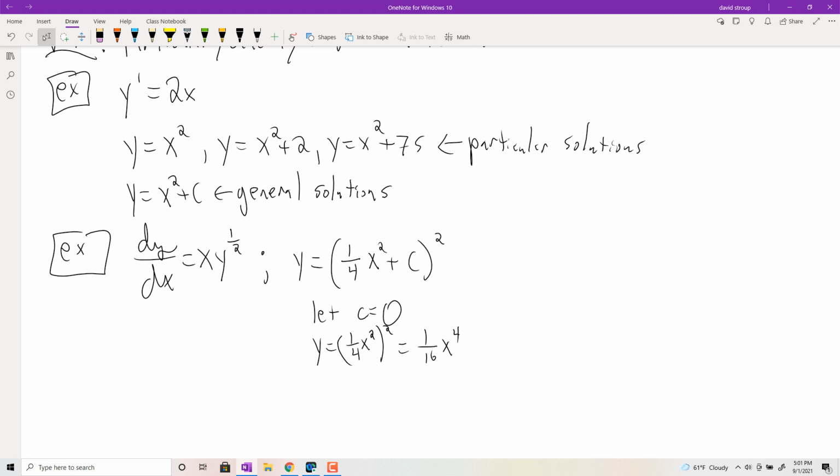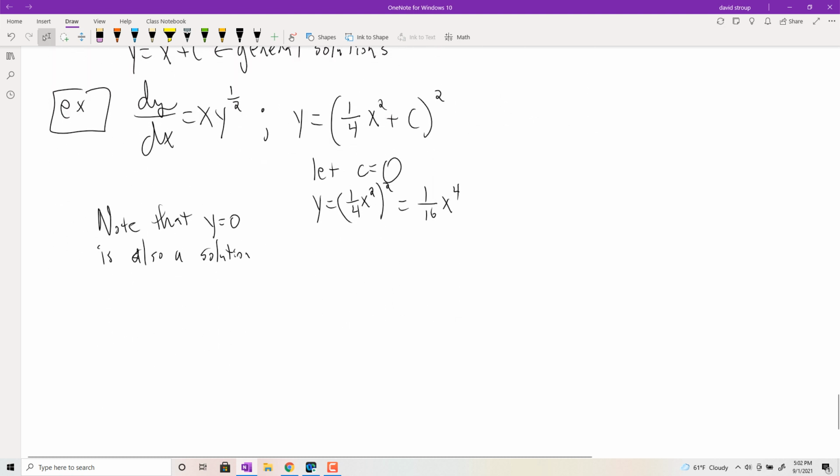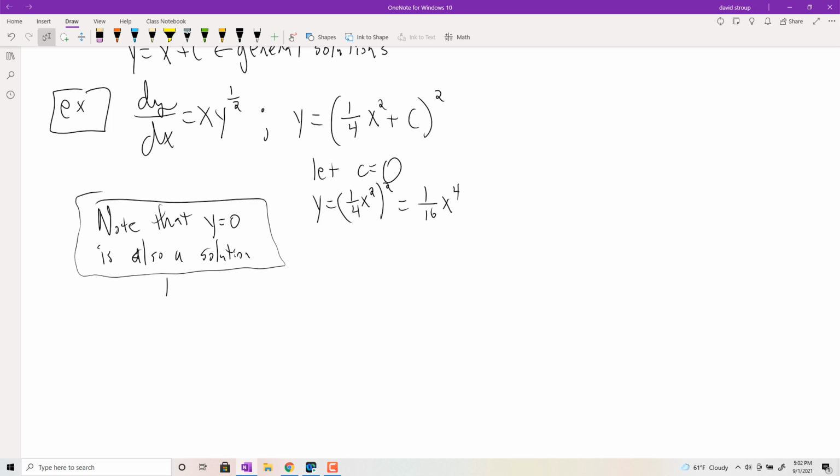Okay, so notice, note that y equals 0 is also a solution. Sorry about my handwriting. Okay. And let's prove that it's a solution, right? So let's go ahead and do the left hand, right hand stuff for this.